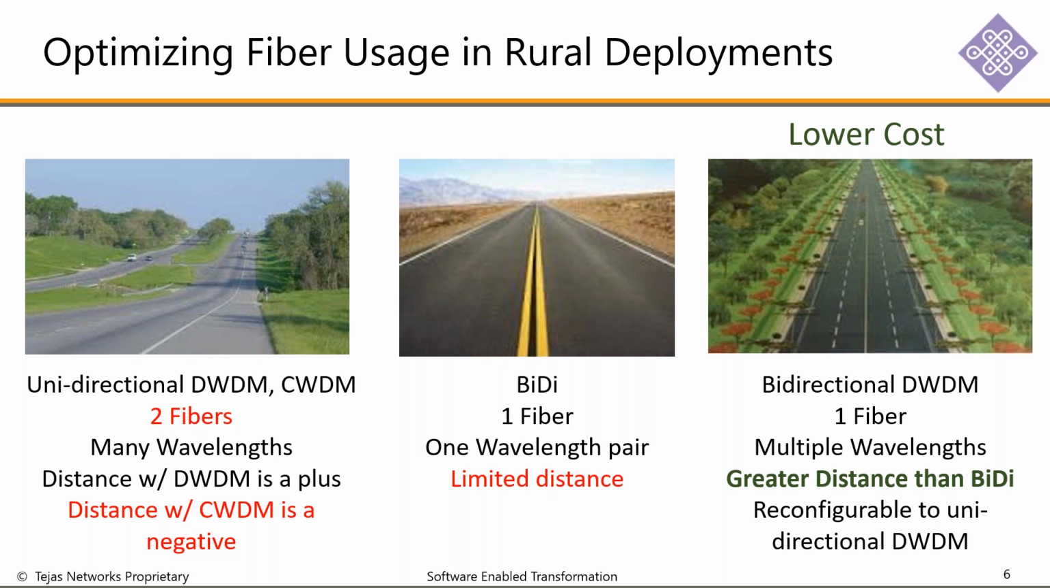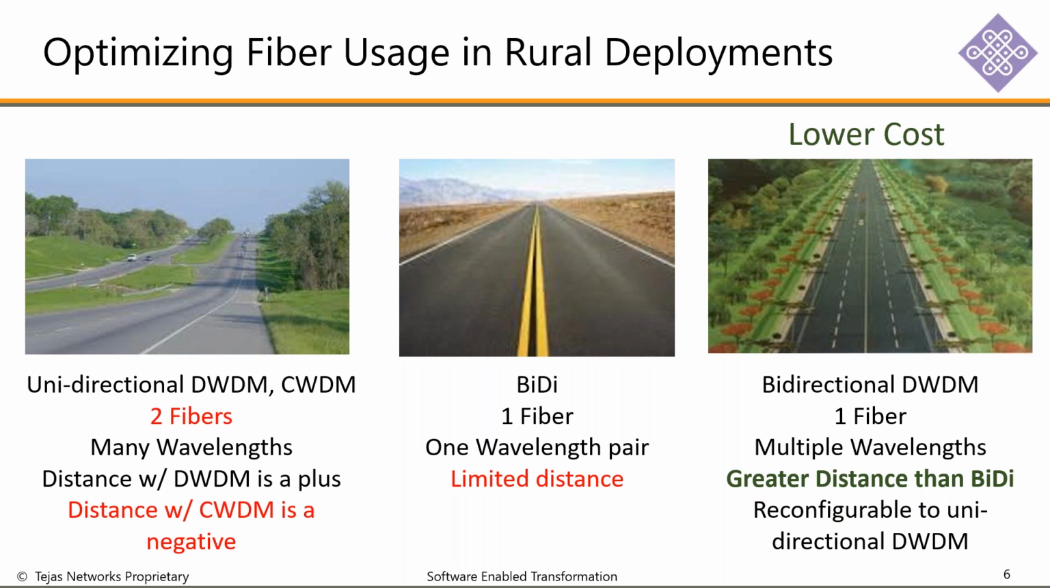The other option is to look at BIDI. That bidirectional optic will allow you to send two wavelengths of light down the same fiber, one wavelength one way and the other wavelength the other way, just like a typical rural road. You get one service on a single fiber, but your distance is severely limited, and there are no amplification possibilities for that.